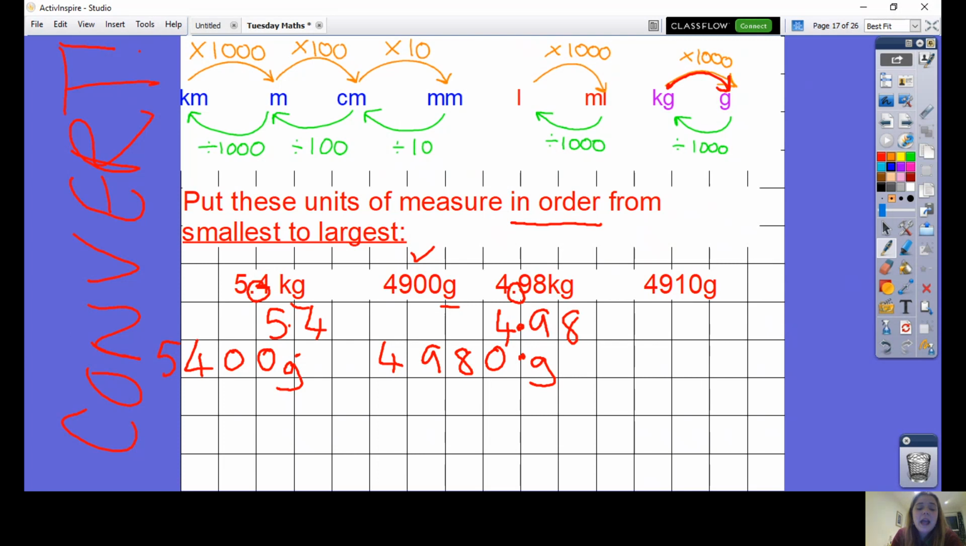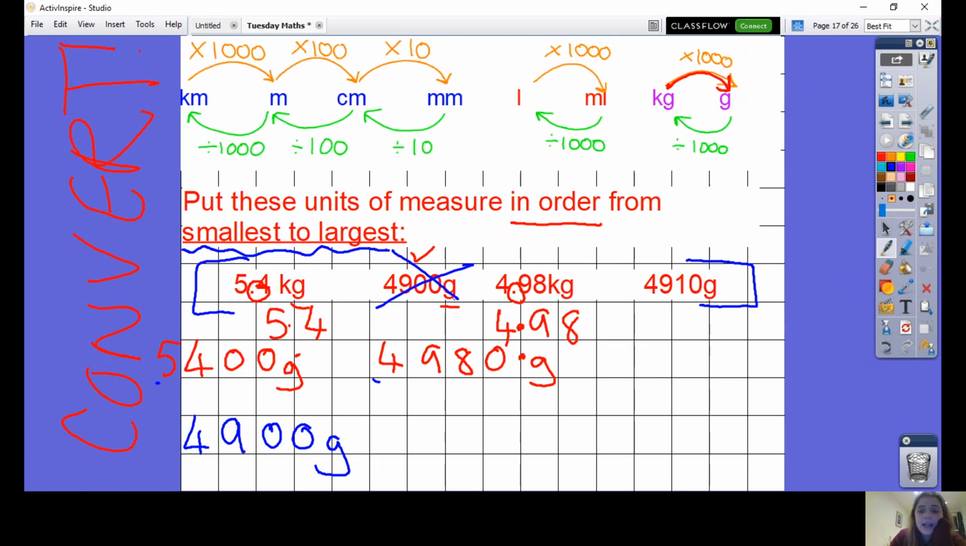Now that they're all in the same unit of measure, I can order them. But the thing that you've got to be careful of is when you're writing it, firstly, check the right order from smallest to largest, but secondly, you've got to write it in its original form. I can't write these 2 in grams, I've got to write them in their original form. Okay, so what's the smallest unit of measurement here? 5,400, 4,900, 4,980 or 4,910. First, I'd write 4,900 grams.